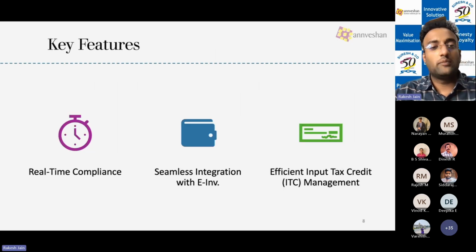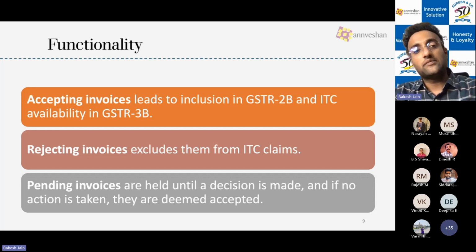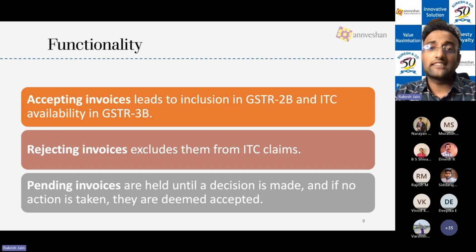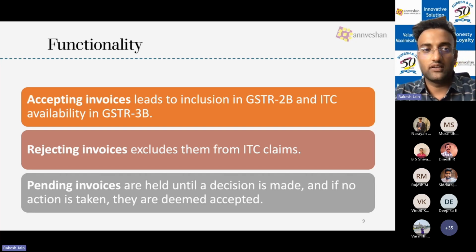Now, the key features are real-time compliance, seamless integration with e-invoice, and efficient ITC management. Now, what are the functionalities of the IMS? Broad functionalities. Number one, it allows the recipient to accept an invoice. The moment an invoice is accepted on the GST portal through the IMS, it will come and sit in your GSTR 2B; until then it will not get auto-populated in your 2B. And then that credit will be available in your GSTR 3B.